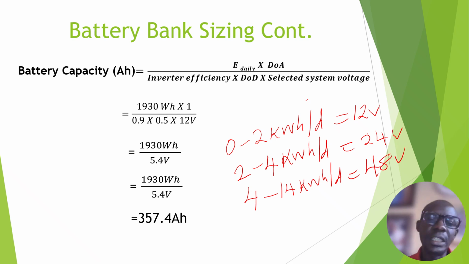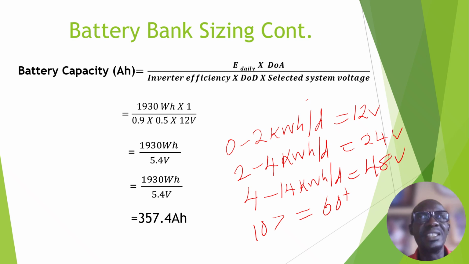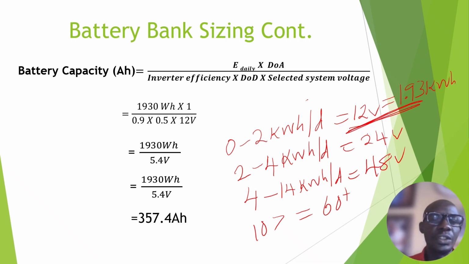If it's greater than 10, then you can use 60, though 60 is not common anyway, but above, you can just use above 48 volts. We have 96, we have some 120 volt system. So that's how I determine. And our own is 1.93 kilowatt hour, so it falls in the 12 volt range. And that's how I come about selecting the 12 volts. I hope you got it.